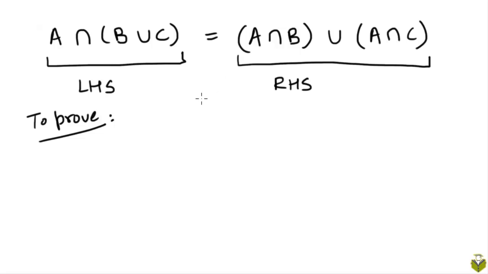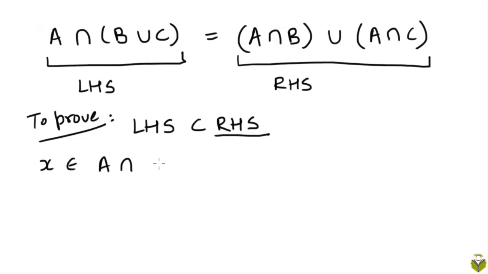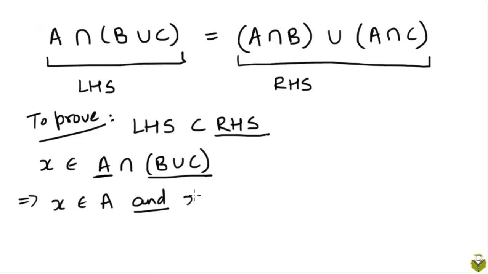So to prove that the left hand side and the right hand side are the same set, we have to first prove that the left hand side is a subset of the right hand side. So let's pick an arbitrary element from the set on the left hand side and show that it belongs to the set on the right hand side. So let's say X belongs to A intersection (B union C). If X belongs to the intersection of these two sets, X must be a common element of both those sets. So it must be the case that X belongs to A and X belongs to B union C.